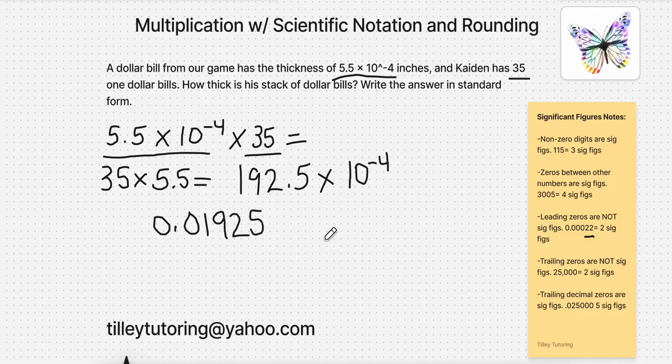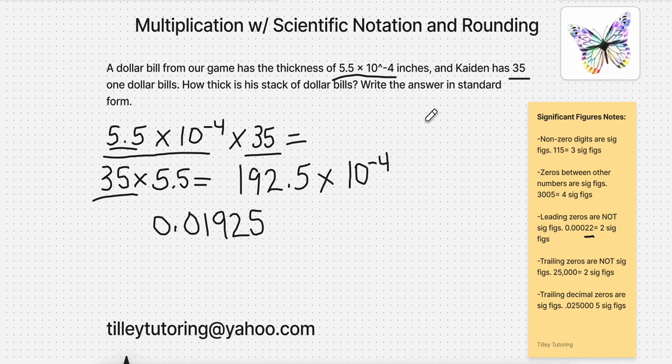Okay, but we are not quite done yet because we must round to significant figures. To determine the significant figures, we look at the numbers that we used in our problem. We look at the 5.5 and the 35.